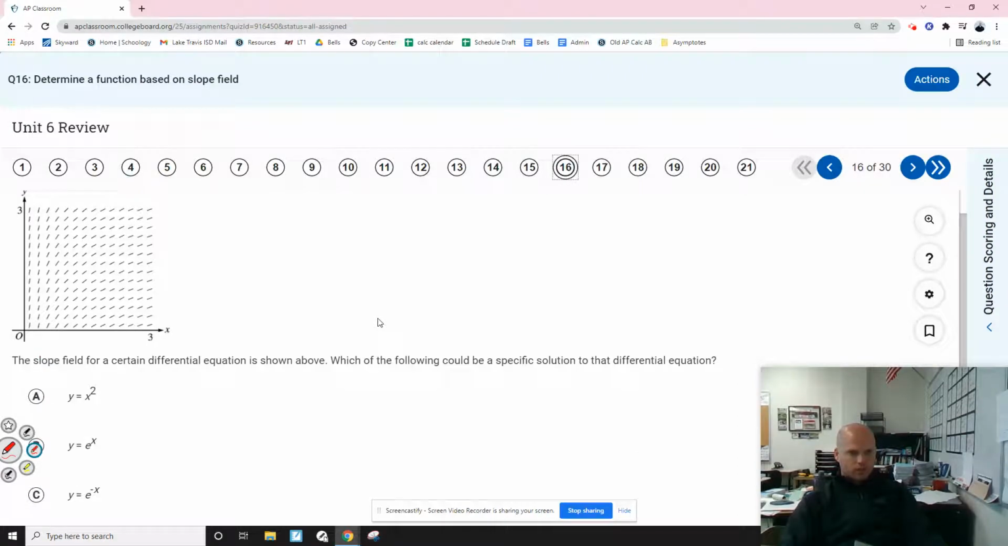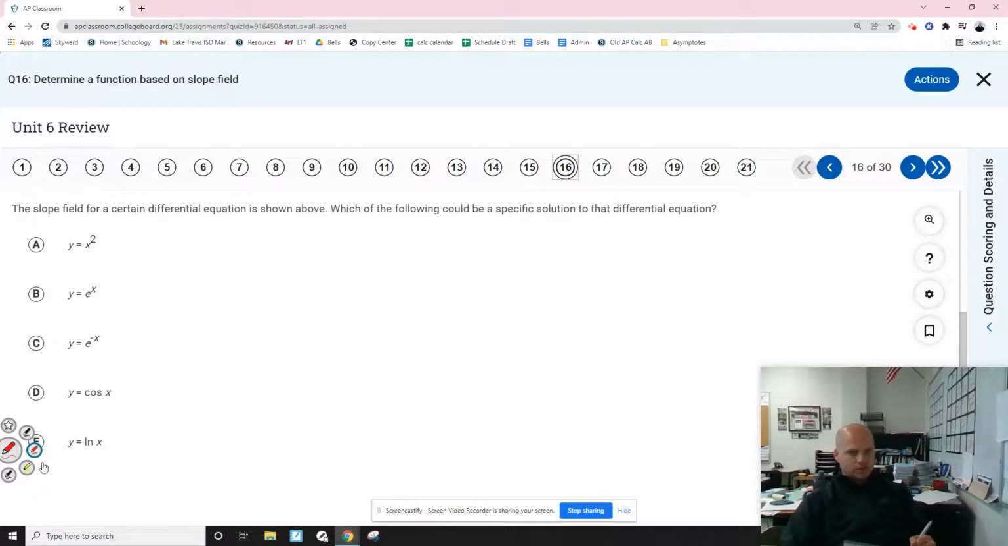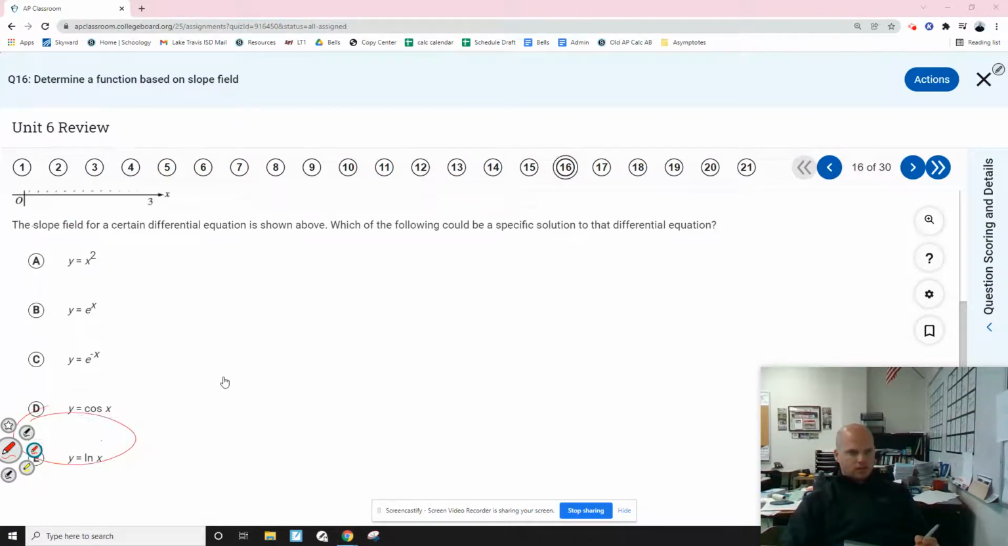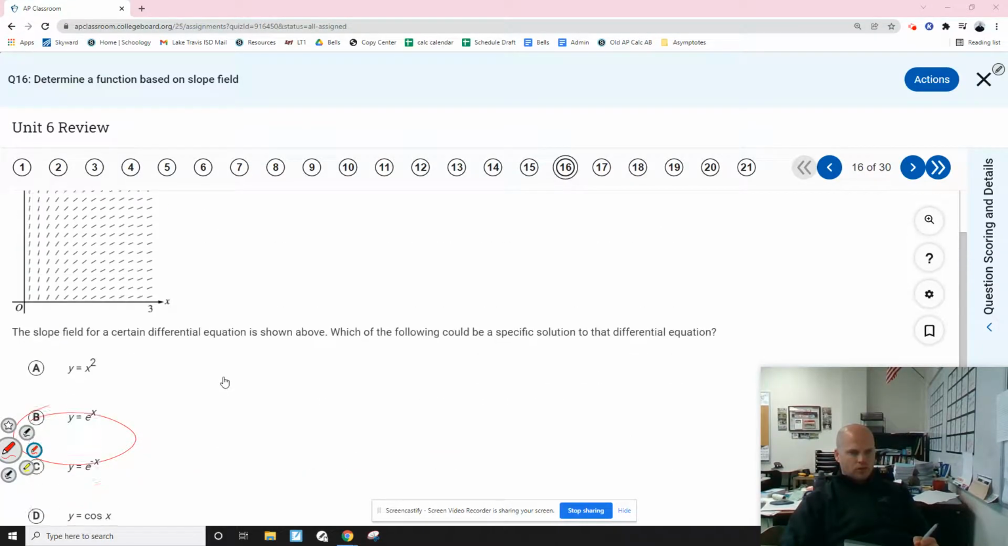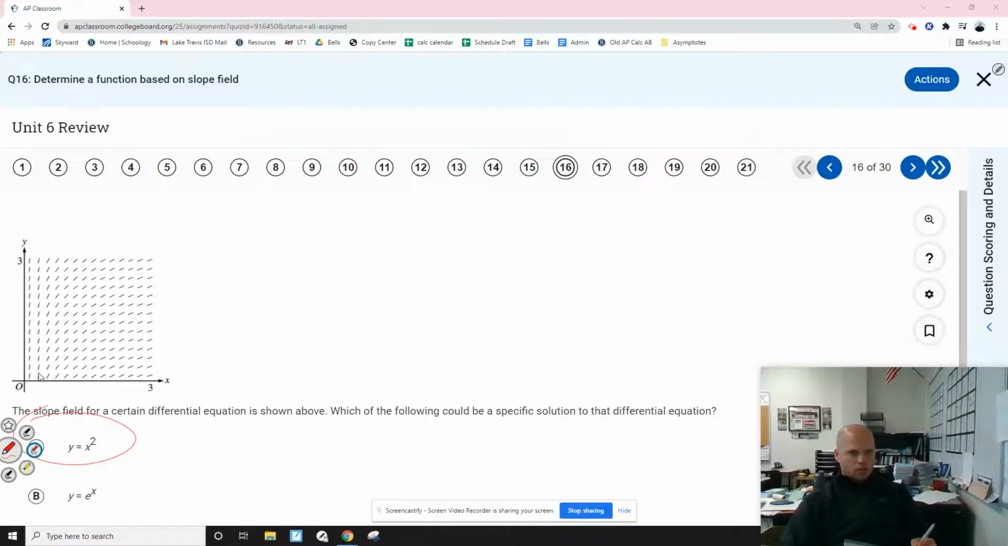Number 16. Yeah, we did this one. Log x is on your quiz. Log x is the one that fits in this one. You should know the shape of log x. The shape of log x looks like this. You should know the shape of e to the x looks like that. X squared looks like that.